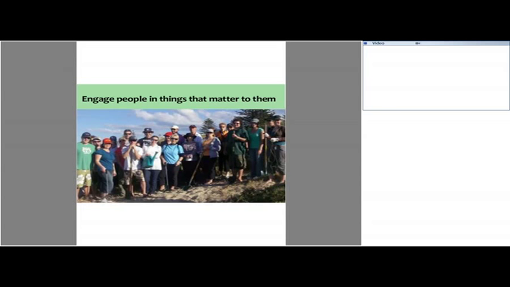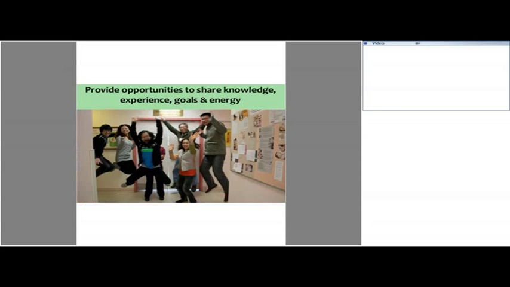Next, please. We need to provide opportunities for people to share their knowledge, their experience, their goals and energy. Look at this excited group of young people. They are ready to go. They are ready to move forward. And that's how we'd like to see our coalition members responding, wouldn't we? That they're there to get going and get something done.